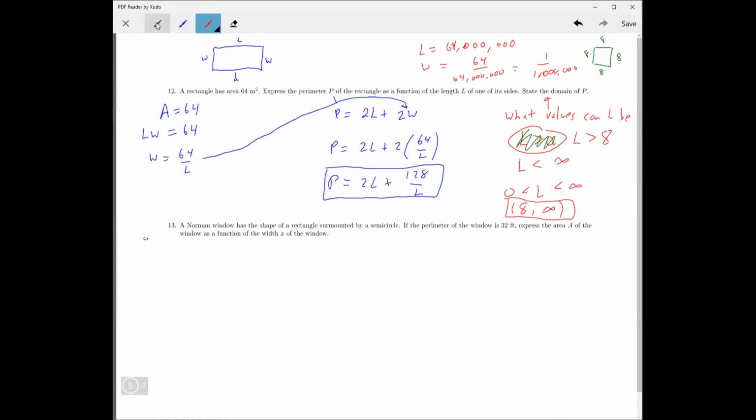Okay, so let's go to number 13. They've got this window that's the shape of a rectangle surmounted by a semicircle. So there's a rectangle there, and on the top it's got this semicircle, which is just the upper half of a circle. The perimeter is 32. Express the area as a function of the width x of the window.